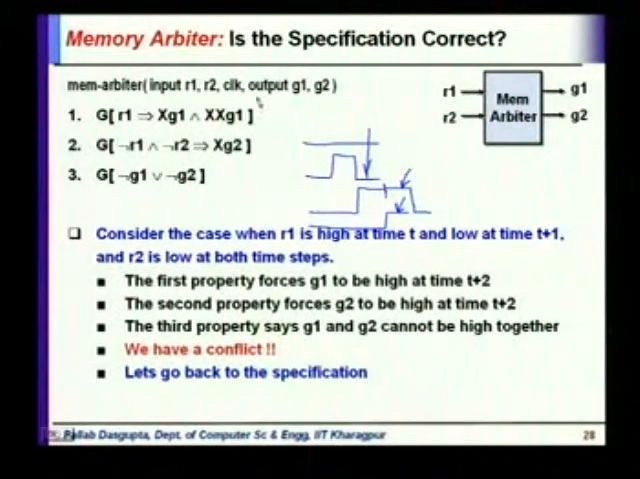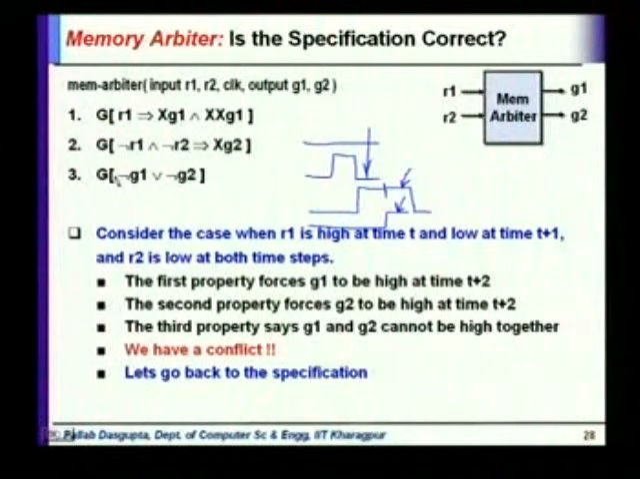This specification cannot be satisfied. This is an unsatisfiable specification. Now, you know about the SAT problem in Boolean logic, where you are given a Boolean formula and you are asked to verify whether it is satisfiable at all. This is a question of temporal logic satisfiability.